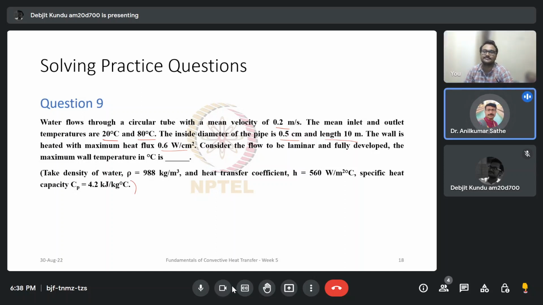Water flows through a circular tube with a mean velocity. Okay.